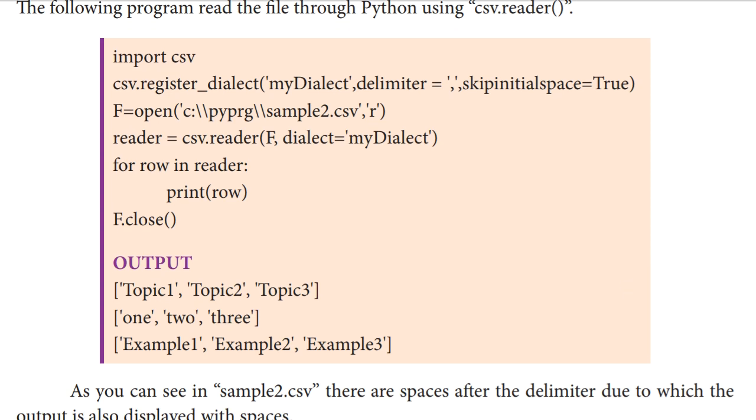If we see this csv.register_dialect, here they are using the register_dialect function. So my dialect delimiter is equal to a comma, that means a blank space. skipinitialspace is equal to True.